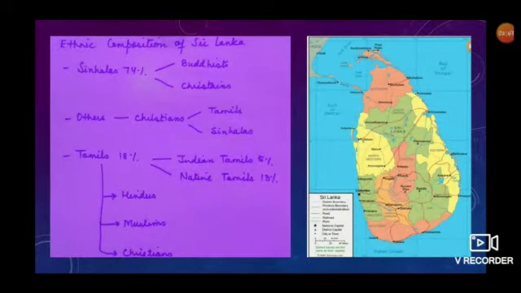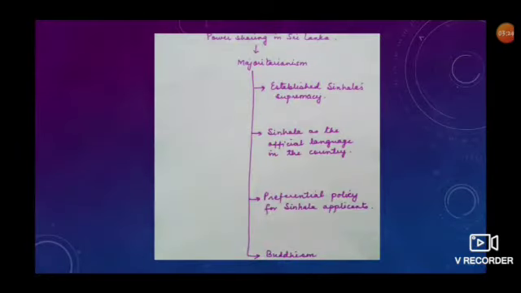This is an island country, where we could see the ethnic composition: Sinhalas constituted 74%. They were both Buddhists and Christians. Others were Christians, Tamils and Sinhalas both. Tamils were 18%, of which Indian Tamils constituted 5%. Native Tamils, that means the indigenous people of that place, Sri Lankan Tamils, constituted 13%. The total population of Tamils included Hindus, Muslims and Christians, three religions followed by them. Now let us see what happened there.